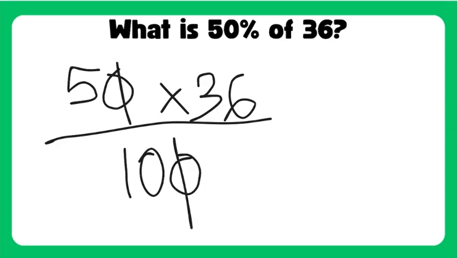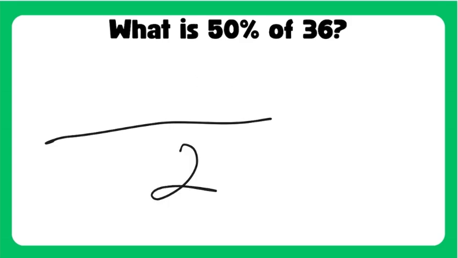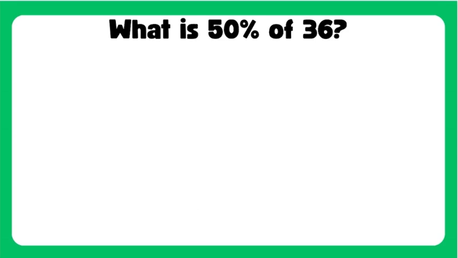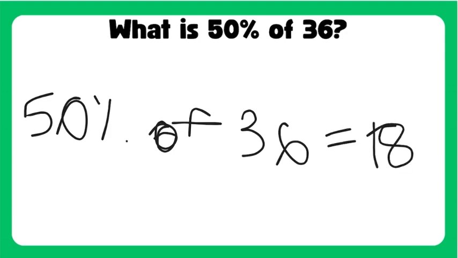Now we can just cancel out these zeros. Now over here there's a 10 and a 5, so we can cancel this and turn this into a 2. And then we can cancel this and turn it into an 18 and cancel this into a 1. And now we have 18. So 50% of 36 is equal to 18.